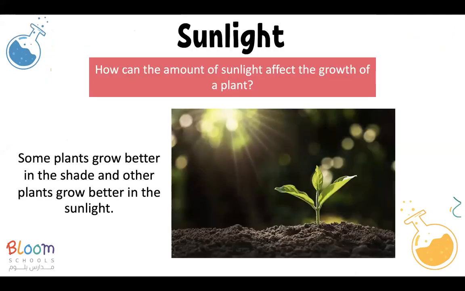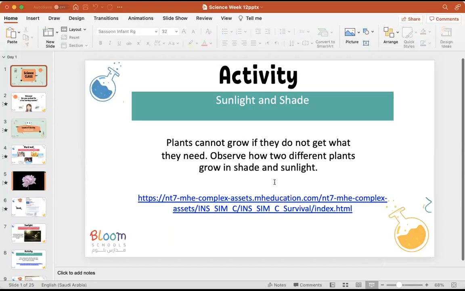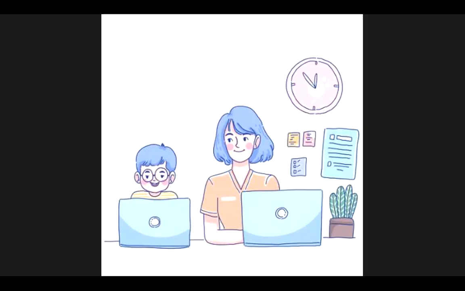Plants need different amounts of sunlight. We are going to learn in this lesson how different plants need different amounts of sunlight. Not all plants need a lot of sunlight. Some plants prefer the shade. So we went online and we did this fun little activity. I'm going to share it with you now.